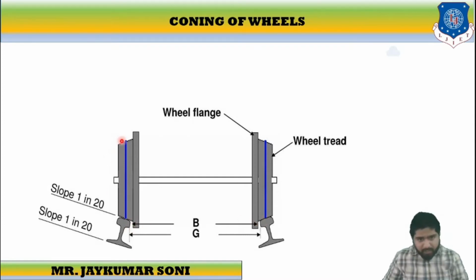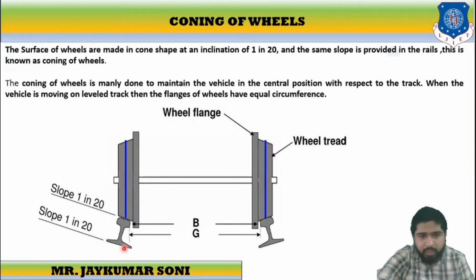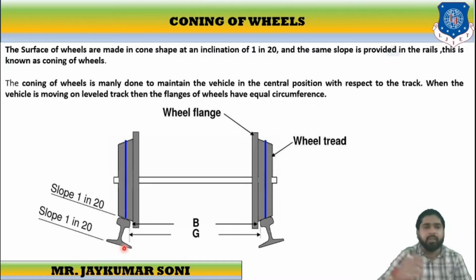And the shape of this particular wheel is like this. If you extend this line, it will be like this. It is not flat. It is in this transverse direction. And a slope is given over here. This is the slope given, 1 in 20. 1 in 20 means 20 horizontal and 1 vertical.